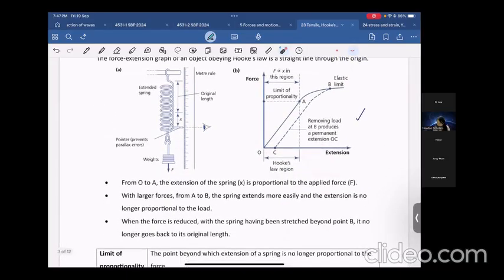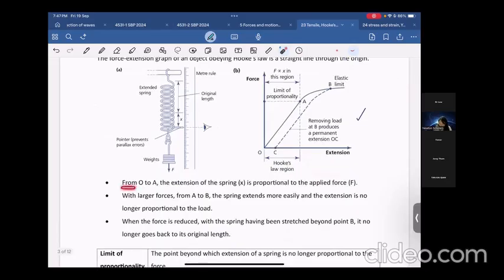So here, we're having a look from O to A. Extension x is proportional to F, okay? Proportional meaning directly proportional, okay? So it's a straight line passing through the origin. With larger force from A to B, when we apply larger force, the spring extends more easily and extension is no longer proportional because now it's curved. It's curved, we cannot say that they are proportional, okay?